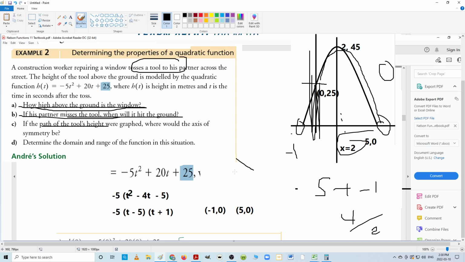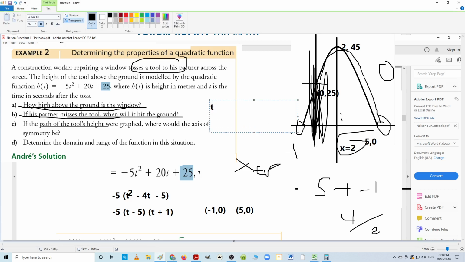Domain of all parabolas is x-er, except we're dealing with a real-life situation that starts at time 0. So that means the domain technically does not have negative time, and it's in t's here. So t is bigger or equal to 0, even though in reality it's x-er for all parabolas. This has a real-life limitation. We don't go back in time.